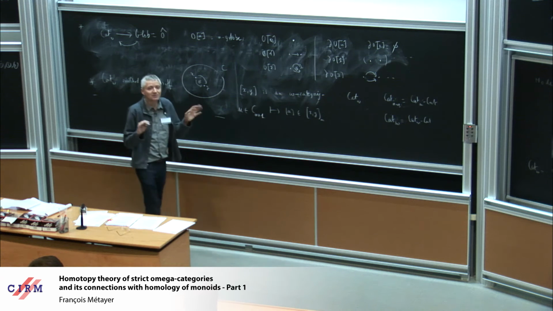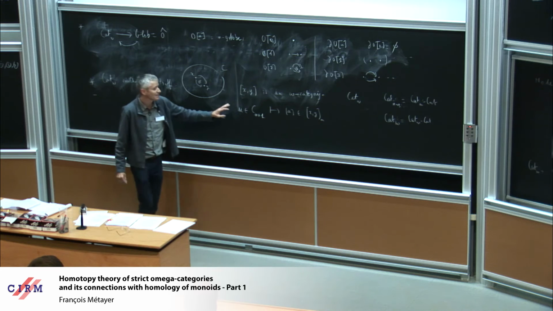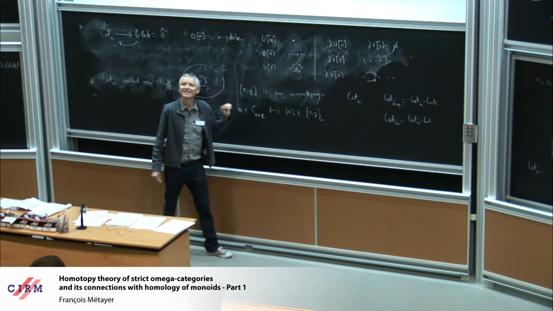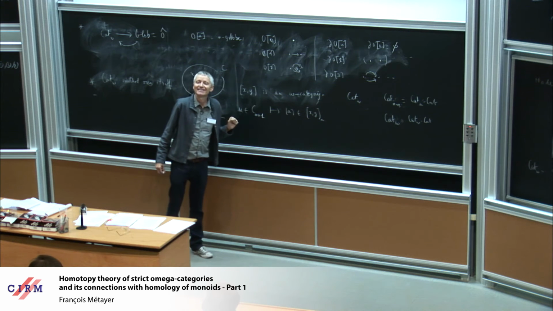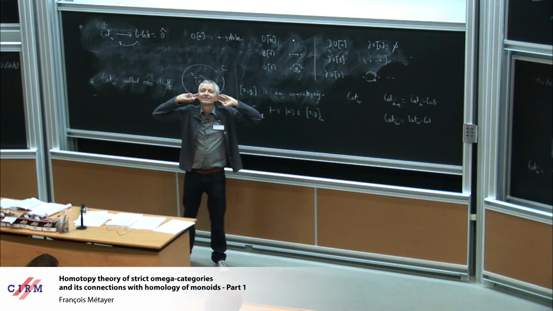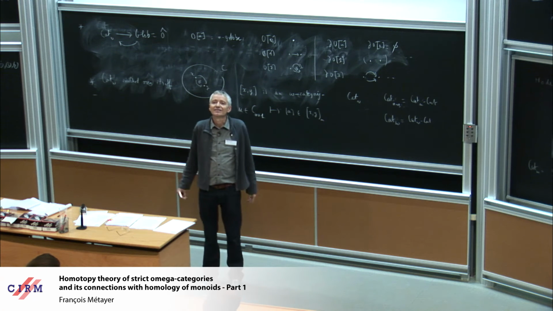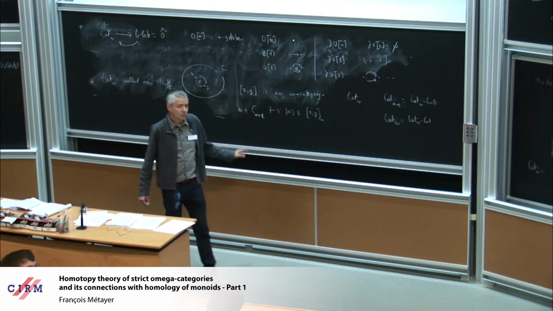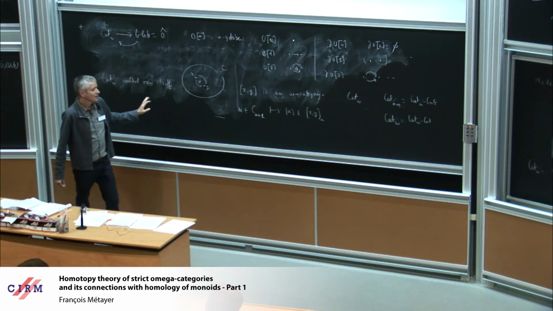Well, maybe it's not the appropriate way of saying it, but yes? Basically, you have a 2-point suspension functor, which takes you to bipointed strict omega categories, and its right adjoint is that Hom functor that you're talking about. Well, yes, yeah. Okay.